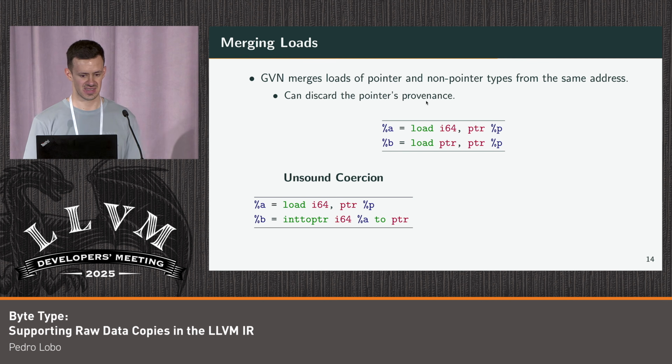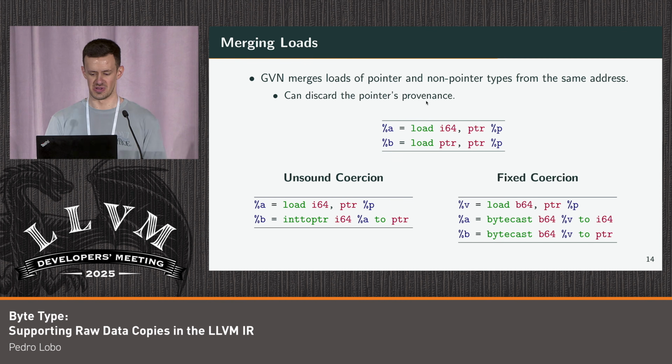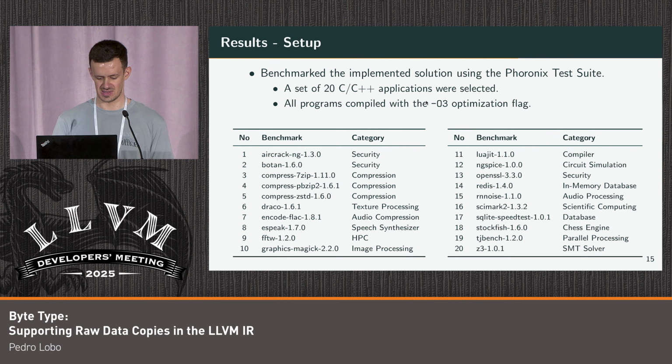As you might know, this is unsound, because if a pointer is stored in memory, the original program on the top will return that same pointer in value B, while in the unsound coercion on the left, the value of A will return poison, and the value of B will itself be poison as well. With the byte type, we can load the raw memory value without introducing implicit casts, and then use the byte cast instruction to cast it either to an integer or to a pointer, avoiding this implicit type punning.